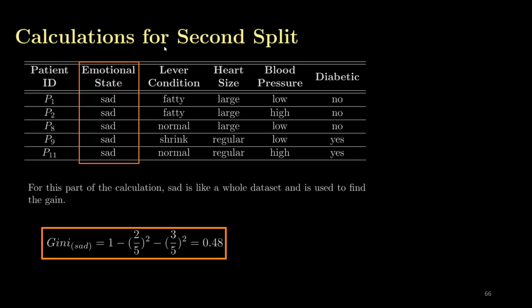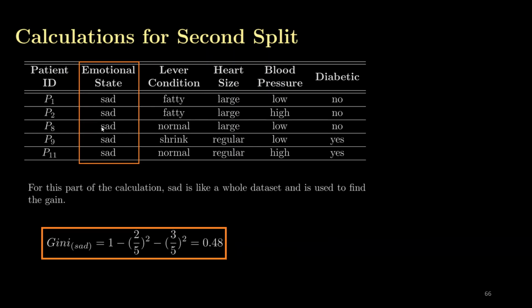This is our calculation for the second split, and in the second split, sad will act as the whole dataset. So the first step is to find the Gini of the whole dataset, which is sad in this case. Sad has only 5 entries, so this is the reduced form of the dataset for our second split. These are the corresponding values of the liver condition, heart size, and blood pressure when we have only sad in our emotional state, and these are the labels.